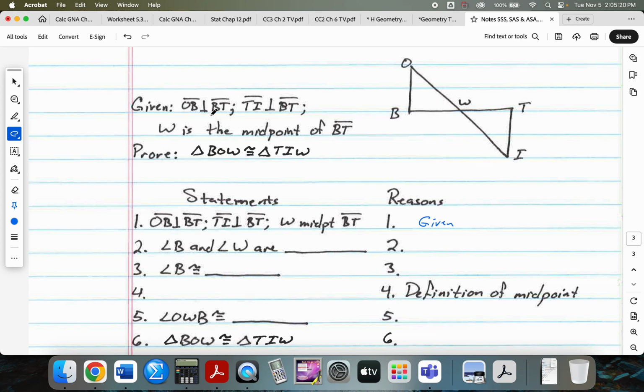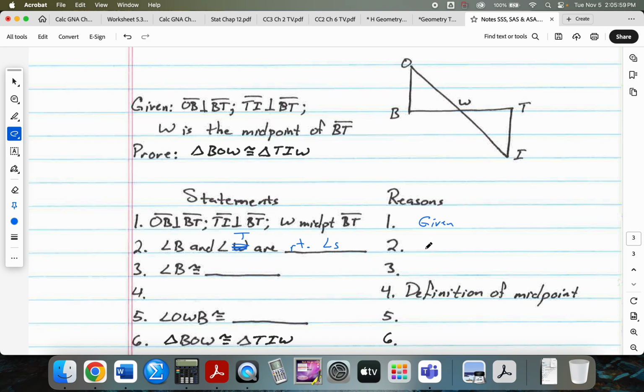And in the given, I have some perpendicular lines, and I've got something about a midpoint. So if the lines are perpendicular and it asks me about angle B and angle, and I apologize, I need to go back and fix this one. This should have been angle T. We know that angle B and angle T are, if these are perpendicular lines, what do they make? Right angles, exactly right. So these are right angles.